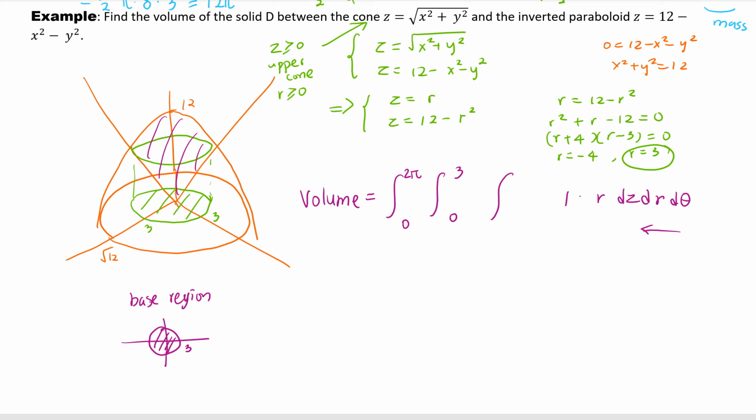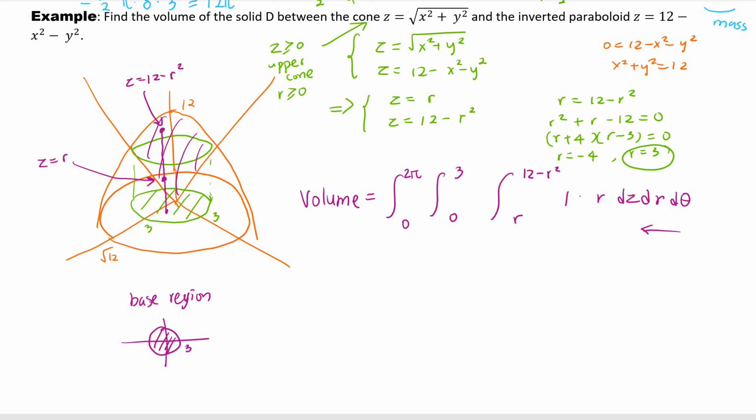And then z, so you pick any point on this base region and go up in the z direction. Then we cross the solid's surface at these 2 points, right? The bottom one is on the cone, so z equals r. The top one is on the paraboloid, which is z equals 12 minus r squared. So z goes from r to 12 minus r squared. So far so good, everybody?